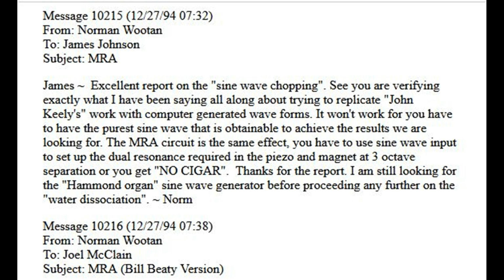The MRA circuit is the same effect. You have to use sine wave input to set up the dual resonance required in the piezo and magnet at 3 octaves separation, or you get no cigar. Thanks for the report. I am still looking for the Hammond organ sine wave generator before proceeding any further on the water dissociation. Norm.